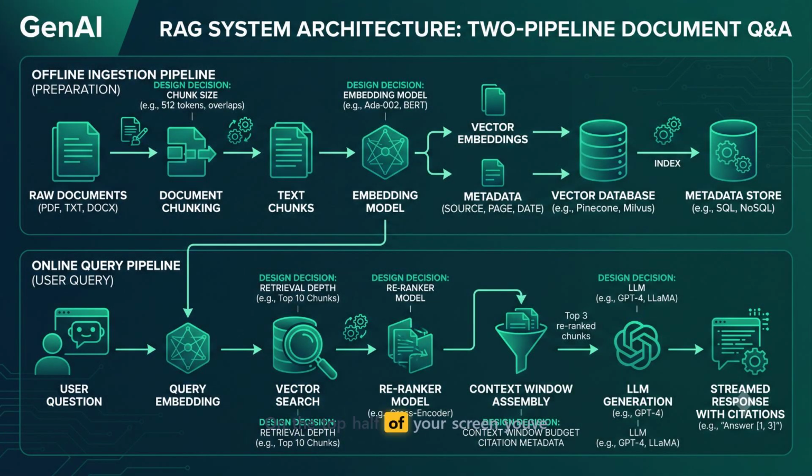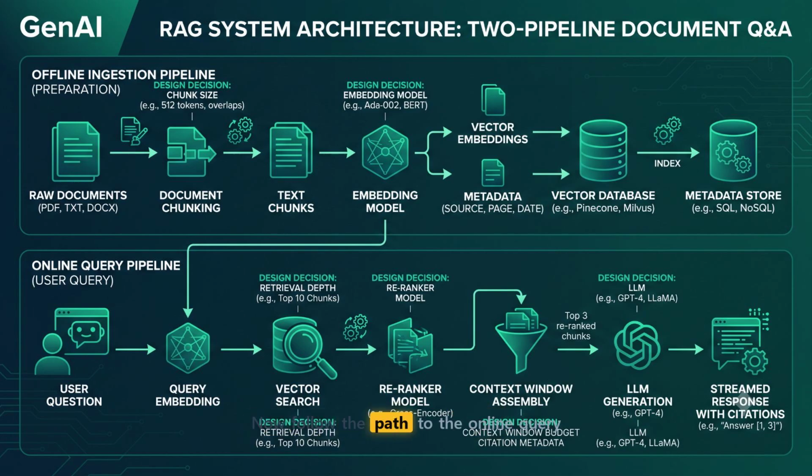On the top half of your screen, you've got the ingestion pipeline. This is where your raw data starts its journey. Documents in PDF, Markdown, or HTML formats enter the system and get chopped up via recursive splitting. You're aiming for roughly 500 tokens per chunk, with a 50 token overlap to ensure you don't lose context at the edges. Next, an embedding model maps each chunk into a 1536 dimension vector. These vectors go into a vector database like Pinecone or Qdrant, while the original text and its metadata like source and page numbers sit in a separate metadata store.